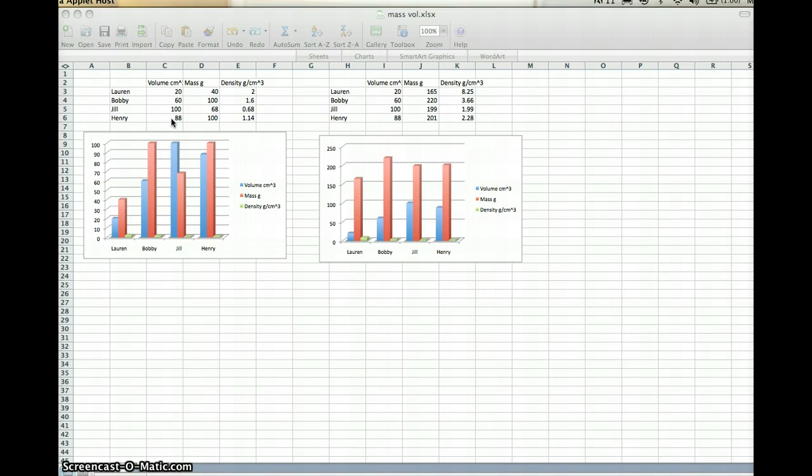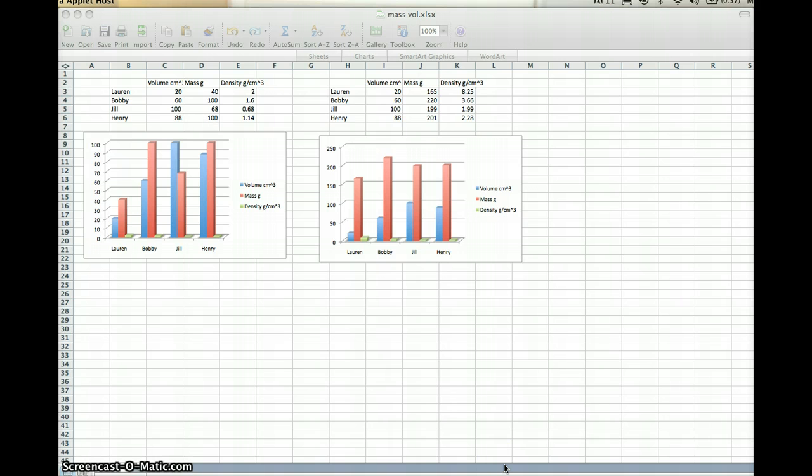So here we can see that Lauren has the smallest suitcase and Jill has the biggest suitcase. After that, we know that the volume doesn't change, but the mass could change. So we have things in our suitcase like clothes, shirts, shoes, anything we need on vacation. So here we have that being weighed in grams. Lauren had 40 grams, Bobby had 100 grams, Jill had 68 grams, and Henry had 100 grams of things that they would have in their suitcase.